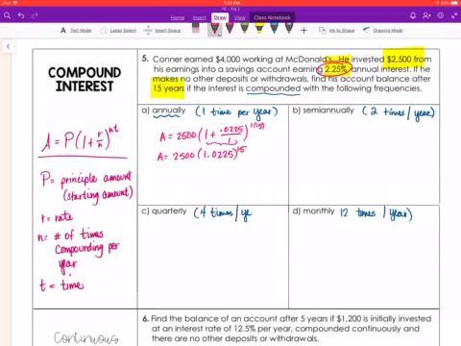Go ahead and plug that in your calculator, and the amount that Connor will have after 15 years, we're talking about dollars, you should get $3,490.52.